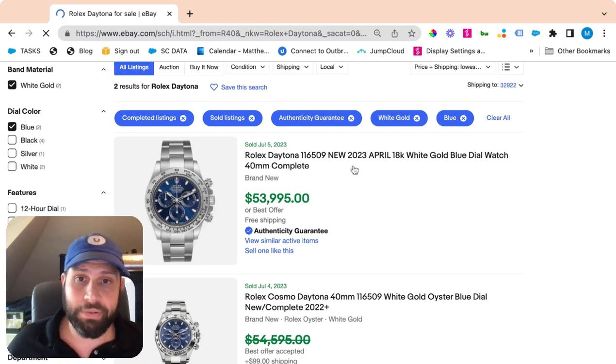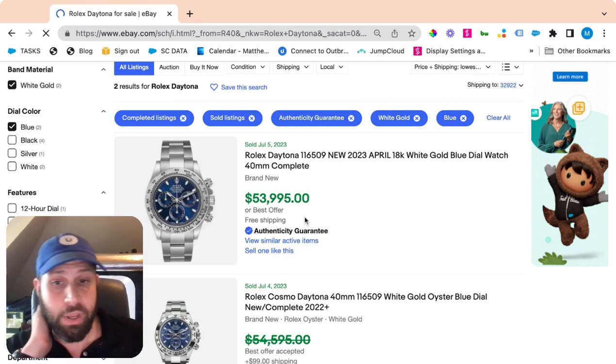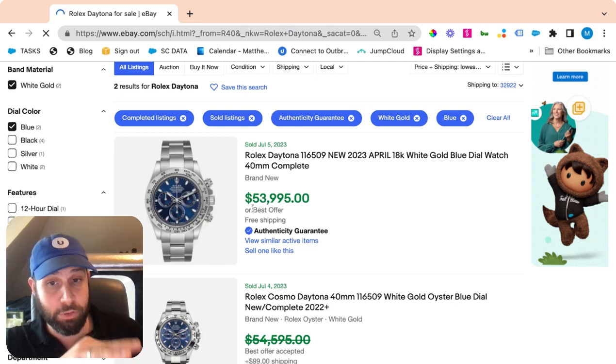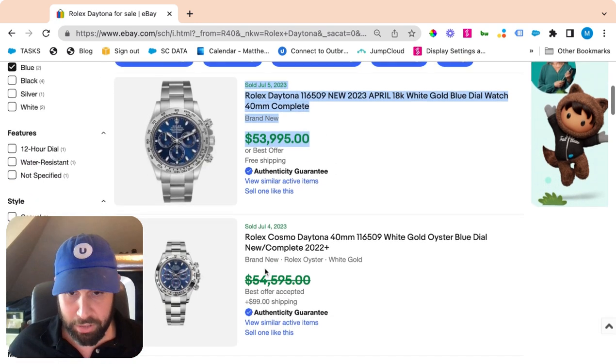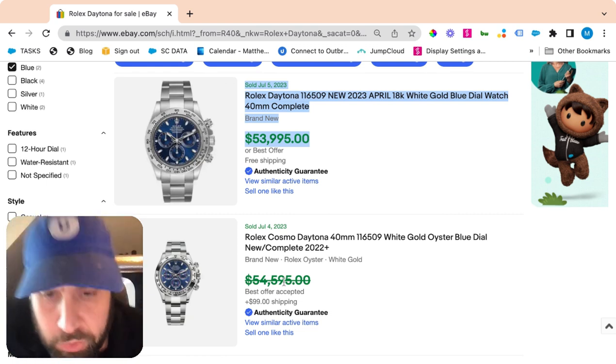So, considering the fact that we only have two authenticity guaranteed listings, white gold with blue dials, it's good to see, if you're bullish on this watch and you own it, that those sale prices were one was 53.9 and the other one was 54.95, excuse me, and there was some negotiation that happened.